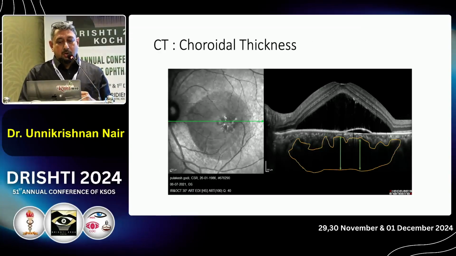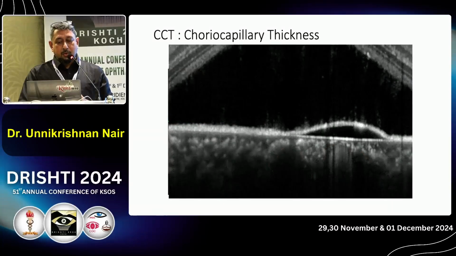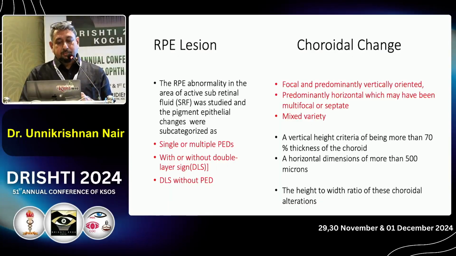What was the fraction of the total choroid that was occupied by the large choroidal vessels? So this is how we looked at the choroidal thickness underneath the fovea and underneath the lesion. Again, when you had to look at the choriocapillary thickness, this is how it was measured under the fovea and under the lesion. The RP lesions were divided into three types: single or multiple PEDs, a PED with or without a DLS, or a DLS without a PED.